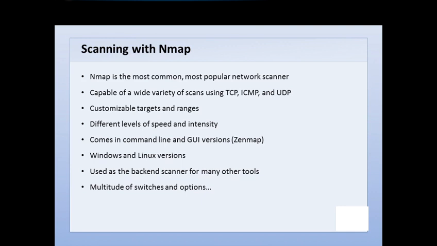Now, Nmap is capable of conducting a wide variety of scans using all the different protocols we've talked about: TCP, ICMP, and UDP, and different variations. In fact, you have customizable targets and ranges and customizable scans. You can vary the levels of speed and intensity in order to not be detected by an IDS. You can also alter the type of scan in terms of what packets are sent. You might want to do that because you might be targeting a specific OS or a specific type of device, and you only need to send packets specific to that device to get certain things back.